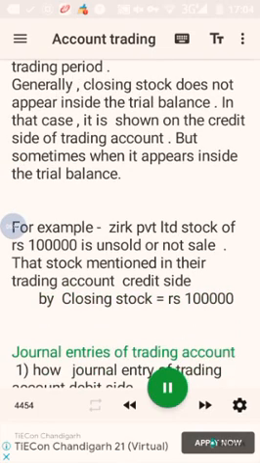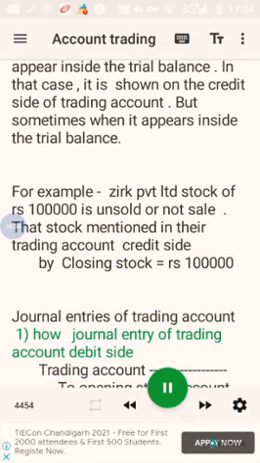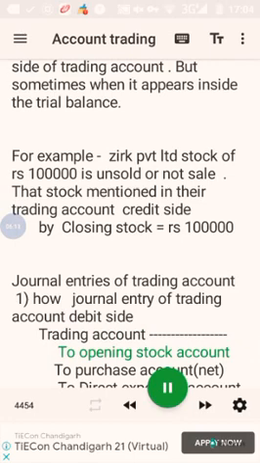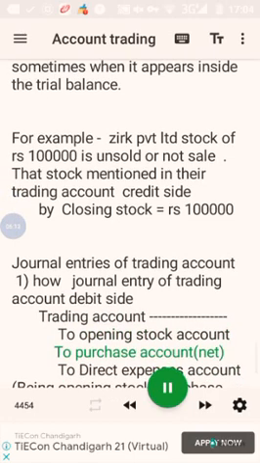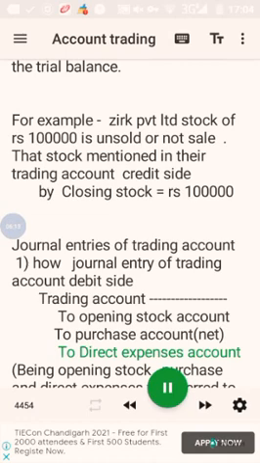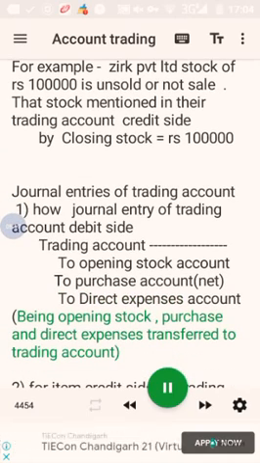Journal entries of trading account. 1. Journal entry for the debit side of trading account: Trading account debit, to opening stock account, to purchase account net, to direct expenses account. Being opening stock, purchase and direct expenses transferred to trading account.